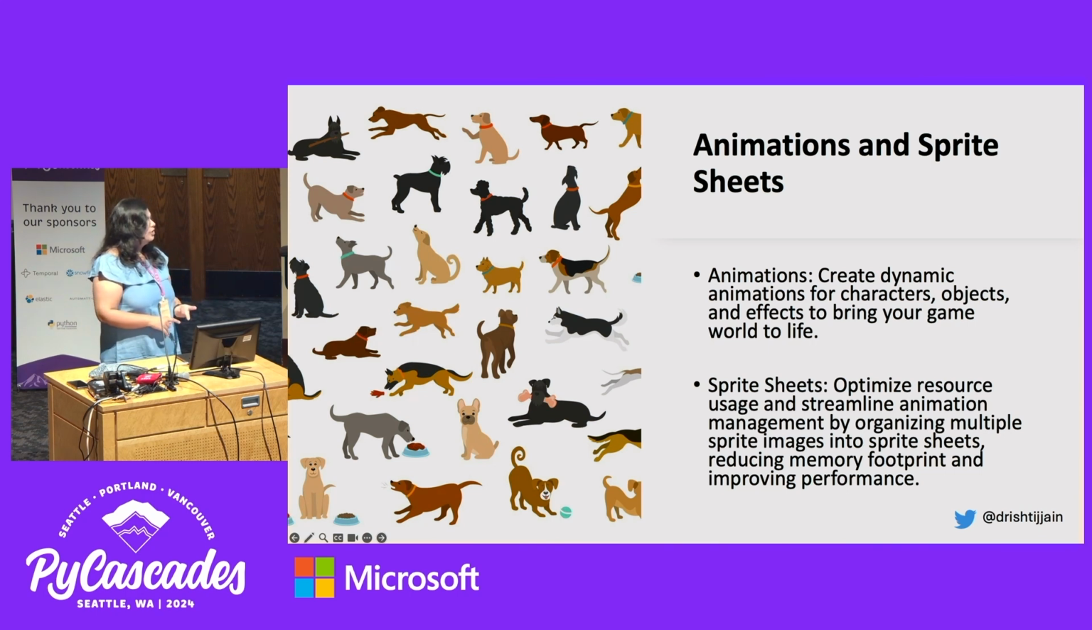And sprite sheets. In order to optimize resource usage and to streamline animation management, you can organize multiple sprite images into sprite sheets. So multiple sprite images create a sprite sheet, and it helps to reduce the memory footprint and improve performance. The last thing in game development is that if your game is very slow, that's the worst thing that can happen as a game developer. So using techniques like sprite sheets helps you make your game run at the desired speed that you want it to.